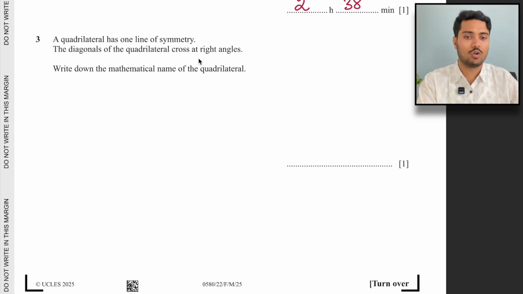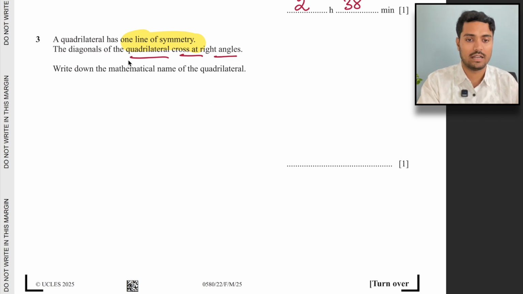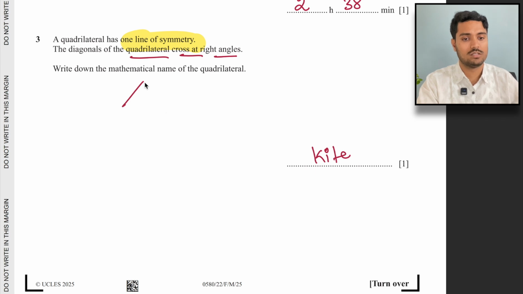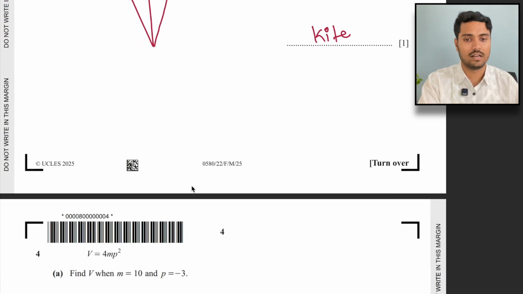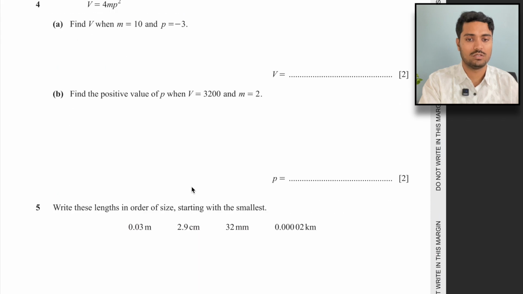It says a quadrilateral has one line of symmetry, so it has exactly one line of symmetry. It says the diagonals of the quadrilateral cross at right angles. Write down the mathematical name of this quadrilateral. So the mathematical name of this quadrilateral is going to be a kite, because only in a kite you have one line of symmetry, which is this line, and the diagonals meet at a 90-degree angle. So that's a kite. Let's move on to the next question.